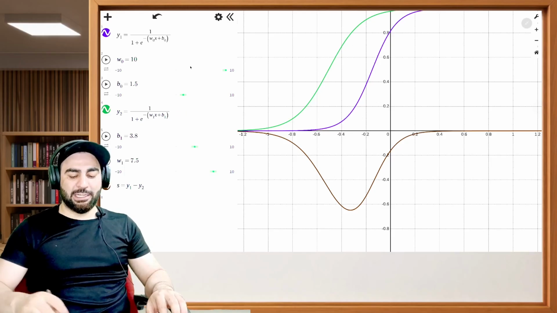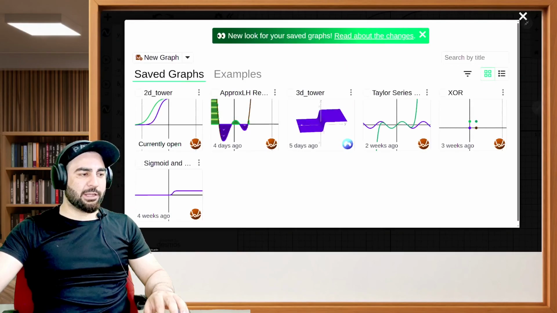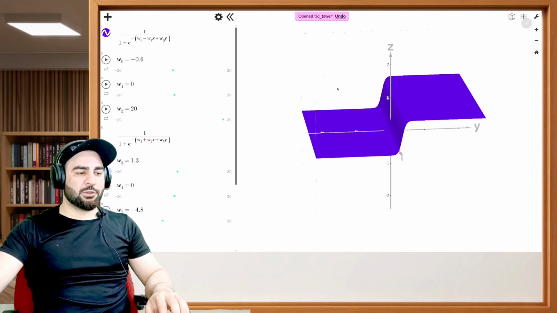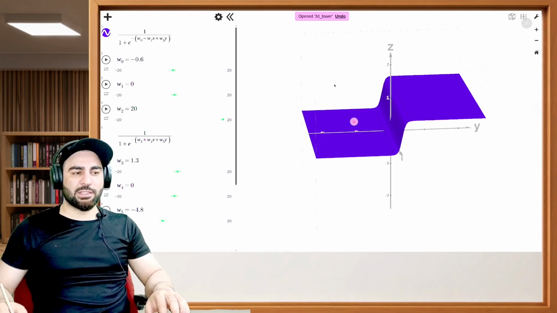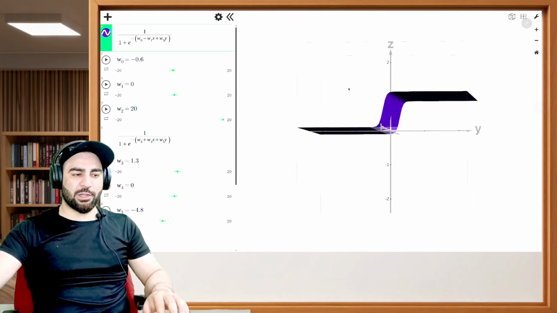Now in order to go to the 3D case, I also have a 3D case written over here. So now this is my sigmoid. If you see, this is one sigmoid. I'll show you this. I can rotate this. Good.